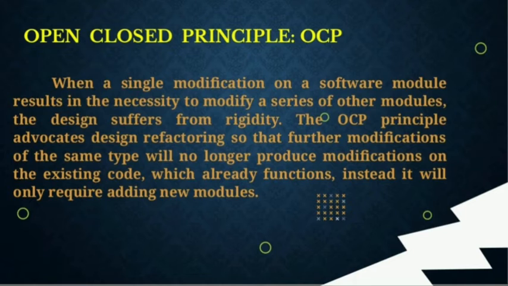Next we are going to see the open closed principle. When a single modification of the software module results in the necessity to modify other modules, the design suffers from rigidity. There will no longer be modification of the existing code which already functions. Instead, it will only require adding new modules. This is the special modification for the open closed principle. Let us see an example of it.